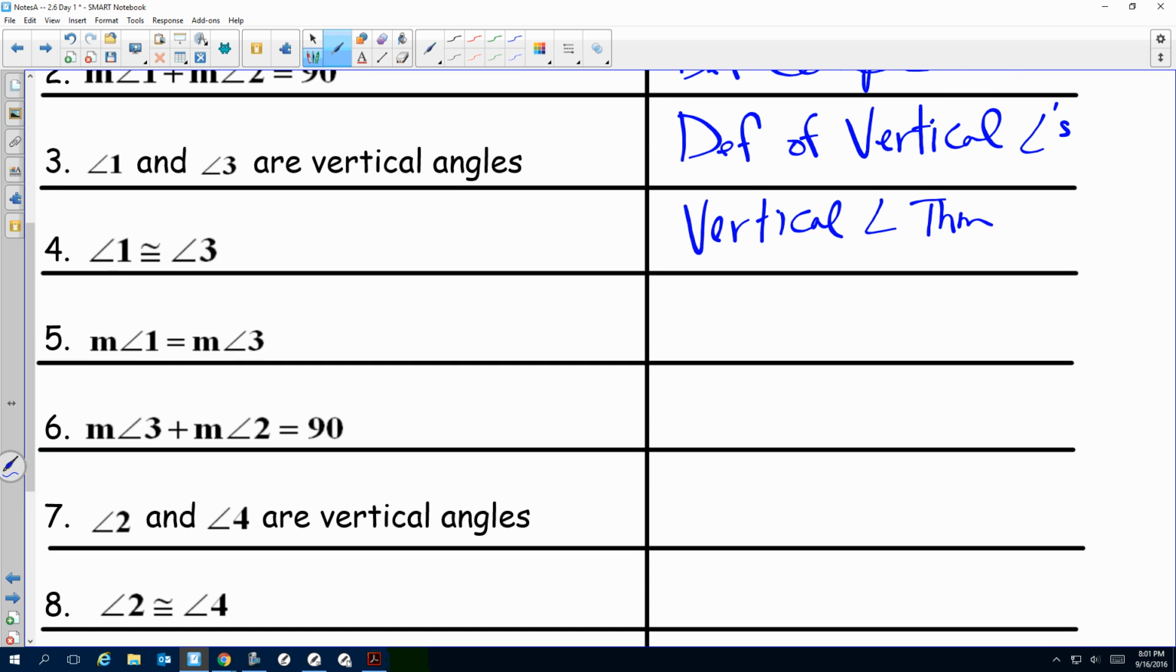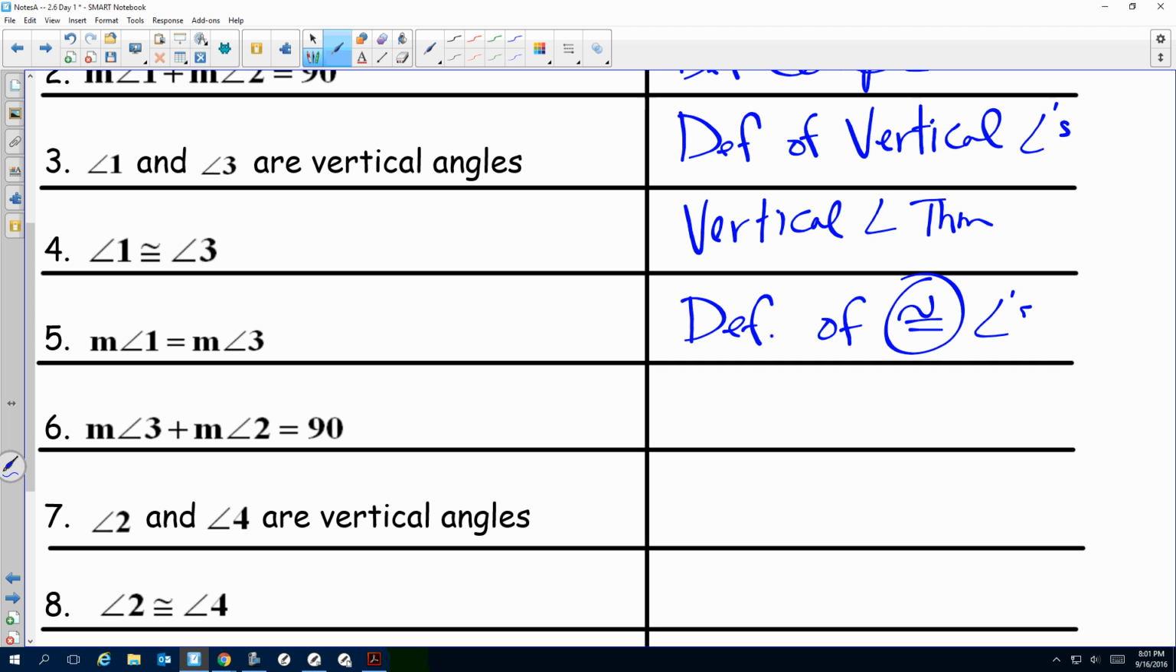Okay, now, the measure of angle 1 equals the measure of angle 3. That's what we did previously. If it's congruent, it's equal. If it's equal, it's congruent. So this is just definition of congruency. But I understand if you say definition of congruency. Now, the measure of angle 3 plus the measure of angle 2 equals 90.